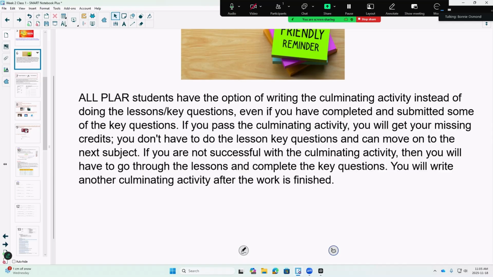So as I mentioned, if you're finding the work really easy, then you could probably just do the culminating activity and pass it and be done with it. If you've been out of school for a long time and you haven't done much in the area of math or English, reading and writing and that type of thing, so your skills might be a little bit weaker, then it might be a good idea for you to do the lessons first just for that refresher and then do the culminating activity after that. So just think about where your skills are and then go from there.